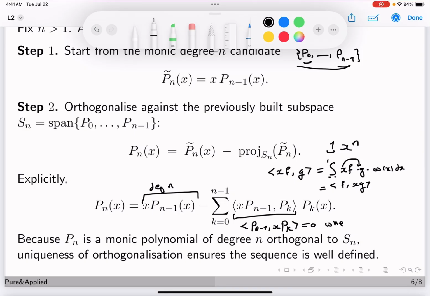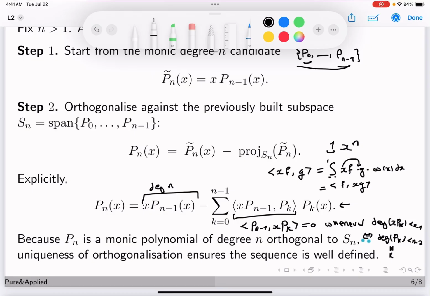So this happens whenever the degree of x Pk is less than n minus 1. But the degree of x Pk is 1 degree higher than the degree of Pk, because Pk is monic. So this is the same thing as saying that the degree of Pk is less than n minus 2. But the degree of Pk is just k. Okay? And thus, almost all of these terms disappear, because almost all of them are zeros, right?